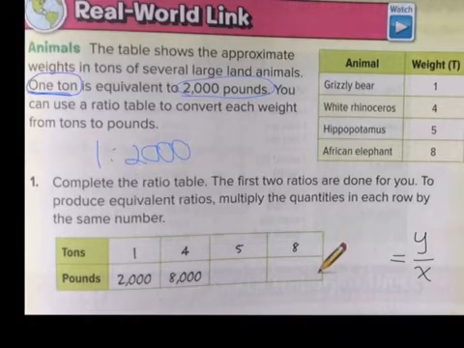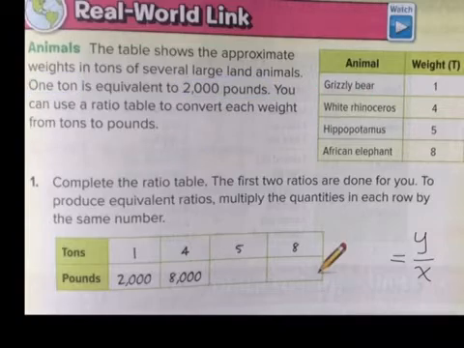1 ton is 2,000. And here on the right we have the weight. So a grizzly bear is 1 ton, so 2,000 pounds. White rhinoceros is 4 tons. Hippopotamus 5 tons, and the African elephant, which I believe is the largest land animal, is 8 tons. Now that we know the ratio 1 ton is 2,000, how much is it for 4 tons? Let's complete this table here. 1 ton is 2,000 pounds. 4 tons is 8,000. So for every 1, it's going to be 2.